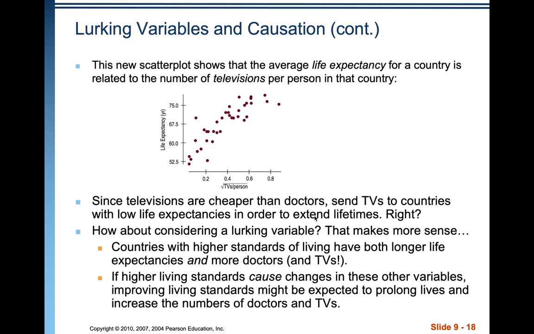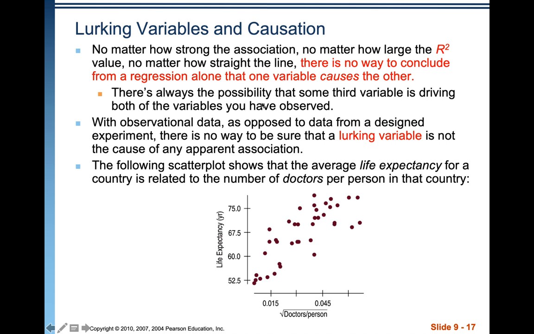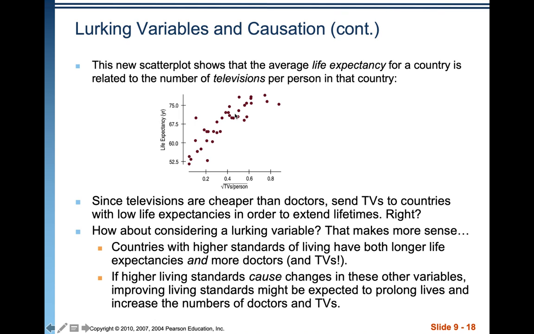But look at what happens here. If we compare the same life expectancy with this square root of TVs per person, we get an even stronger, it appears, linear relationship, positive linear relationship. TVs are cheaper than doctors, so maybe we should just send a bunch of TVs over to other countries. Well, that doesn't make sense.